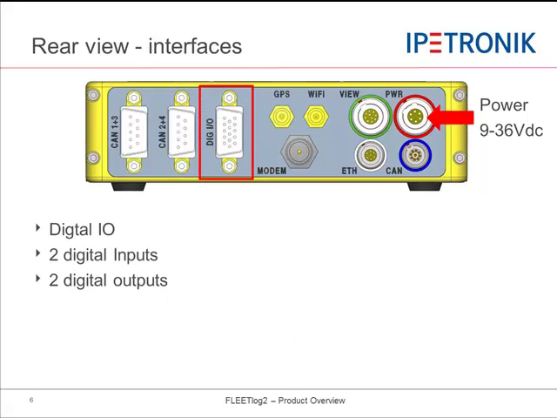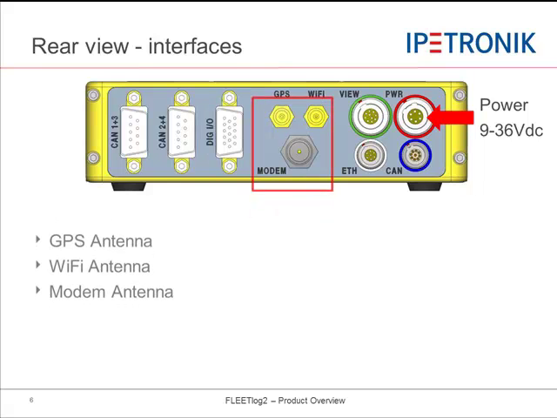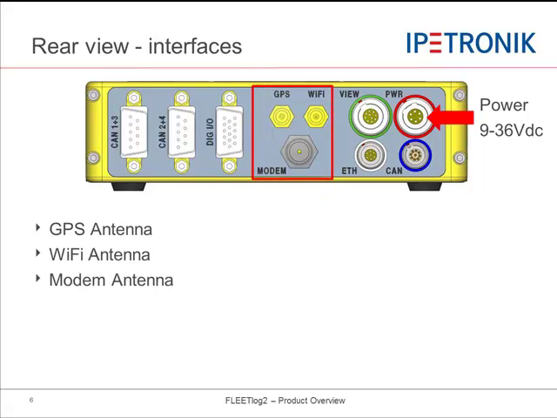Then we have 2 digital inputs and outputs to trigger the logger from external sources, or the logger can trigger external devices. Here you have the interfaces for your antennas for GPS, Wi-Fi, and modem. The Wi-Fi and modem interfaces are ideal to download the data from the logger over the air.